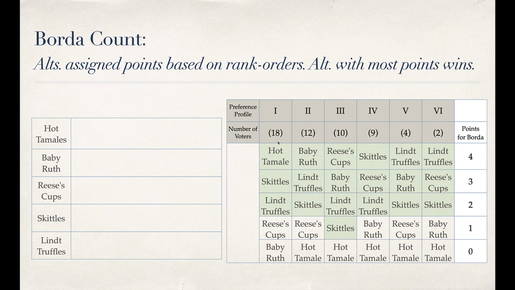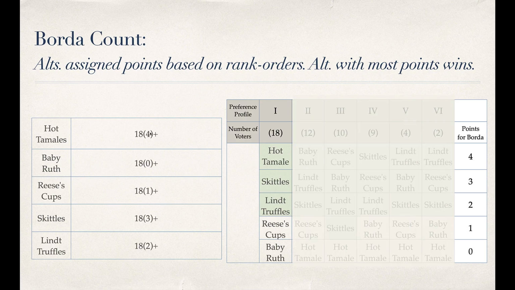So starting with group 1 of 18 voters. Those 18 voters give 4 points to Hot Tamales. They give 0 points to Baby Ruth, right down here. They give 1 point to Reese's Cups. See the 1 point for Reese's Cups. 3 points for Skittles, and 2 points for Lindt truffles. Right? So the total number of points that they give Hot Tamales is going to be 18 voters times 4 points. So that's the vote total for Hot Tamales for this particular group.